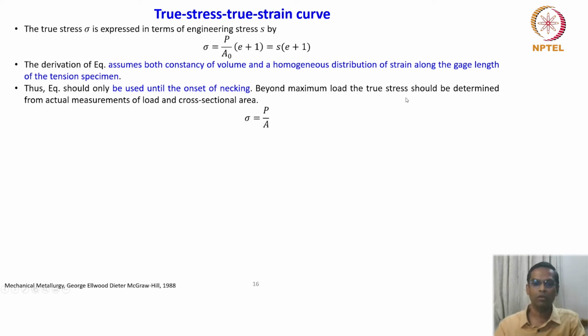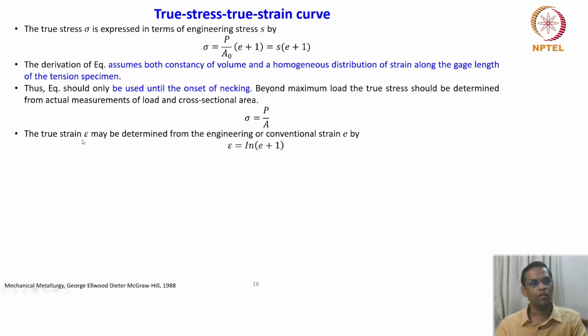Beyond maximum load, the true stress should be determined from actual measurements of load and cross-sectional area, that is, sigma equal to P by A. The true strain epsilon may be determined from the engineering or conventional strain e by epsilon equal to ln of (e plus 1).